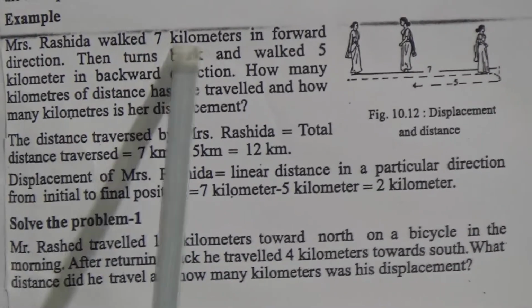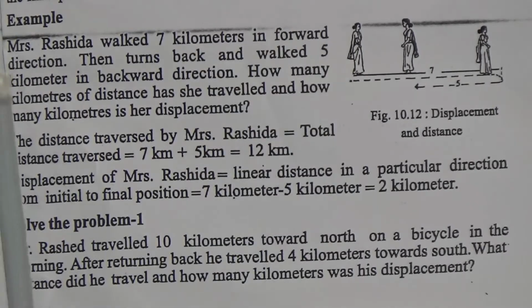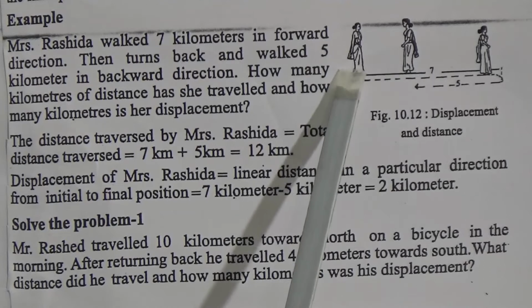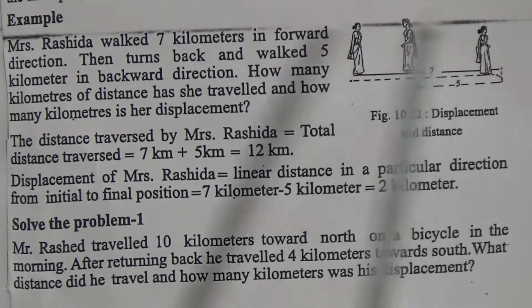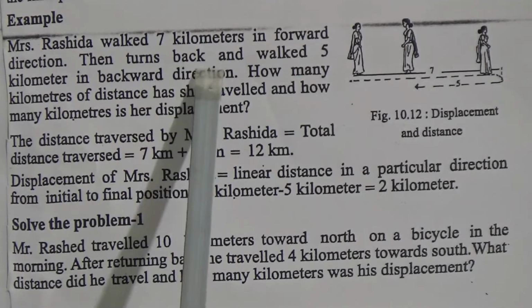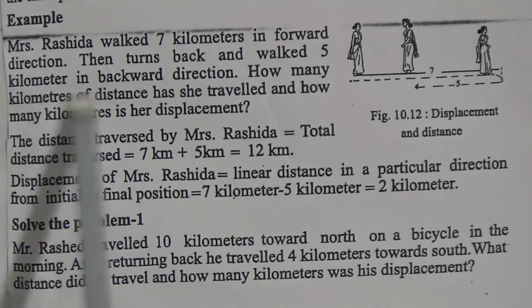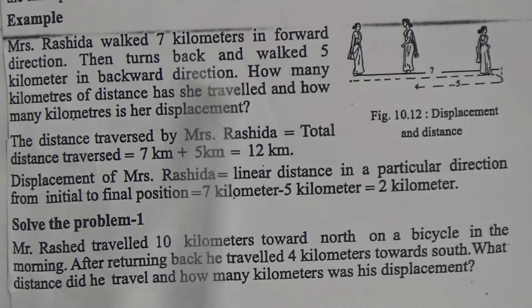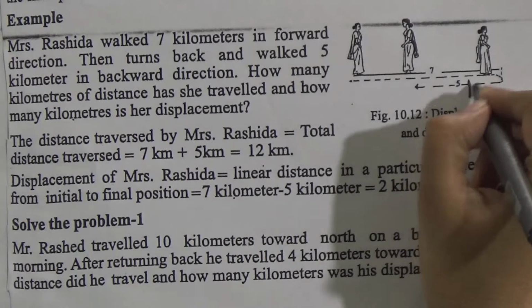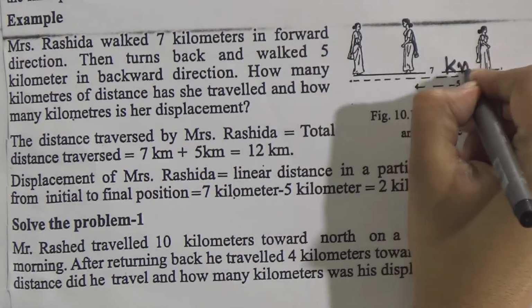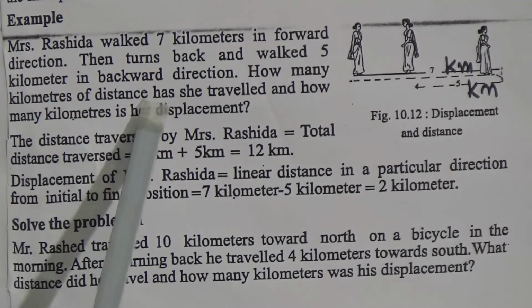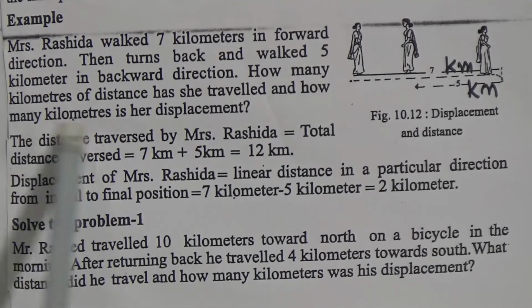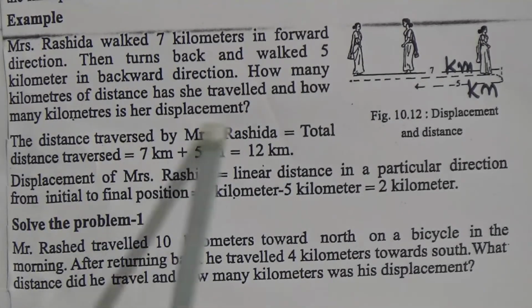Mrs. Rashida walked 7 kilometers in forward direction. This is Mrs. Rashida. Mrs. Rashida walked 7 kilometers. That means she walked 7 kilometers in forward direction, and then turned back and walked 5 kilometers in backward direction. That means she returns 5 kilometers and she goes forward 7 kilometers. How many kilometers the distance has she travelled, and how many kilometers is her displacement?